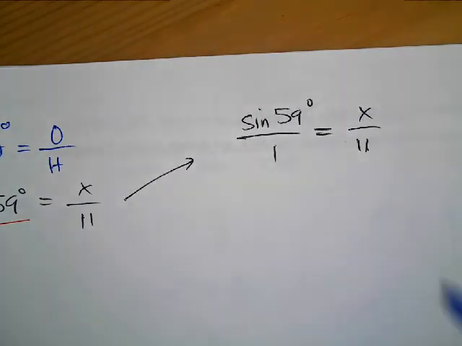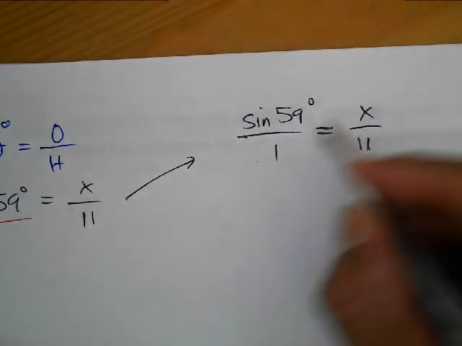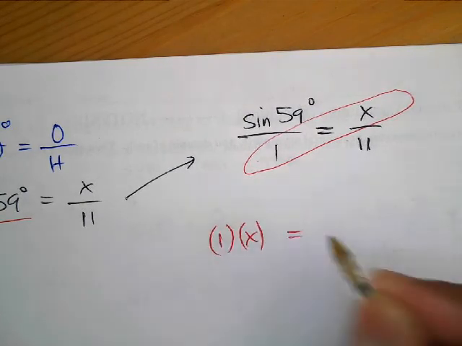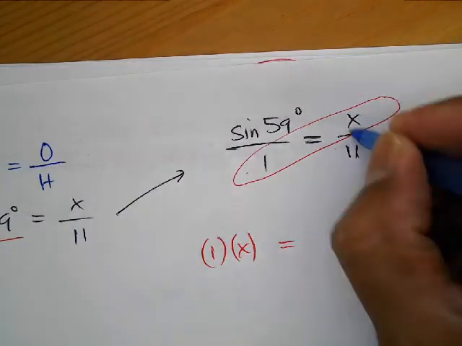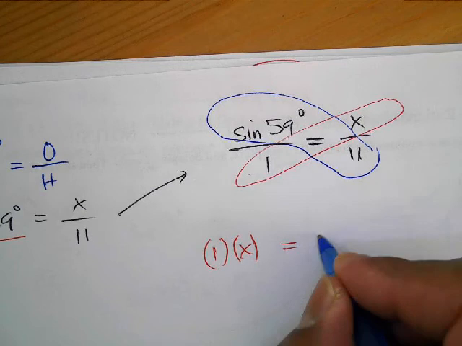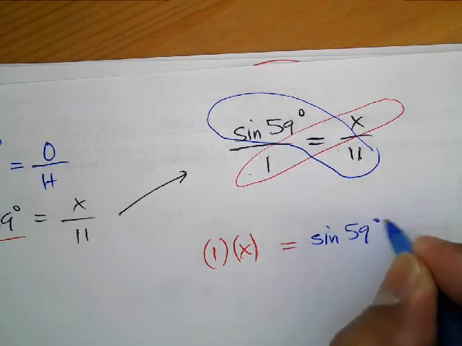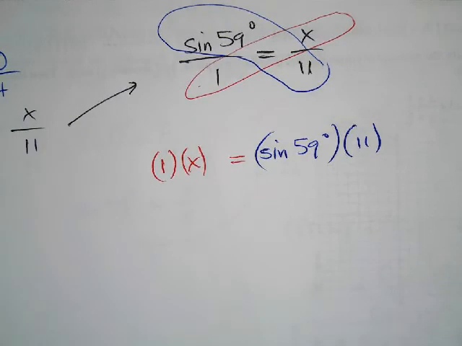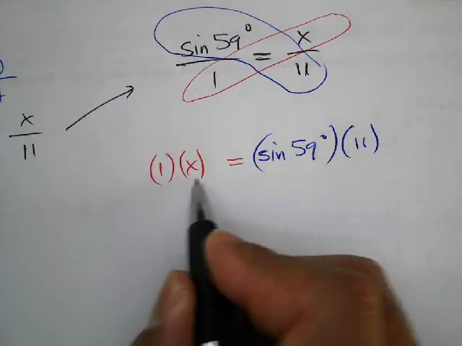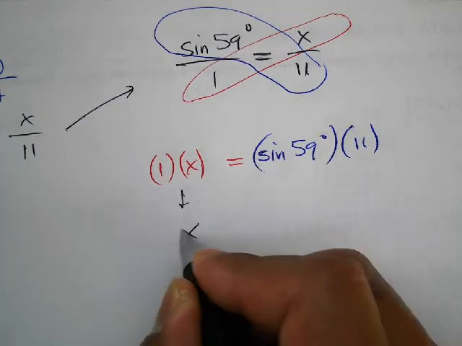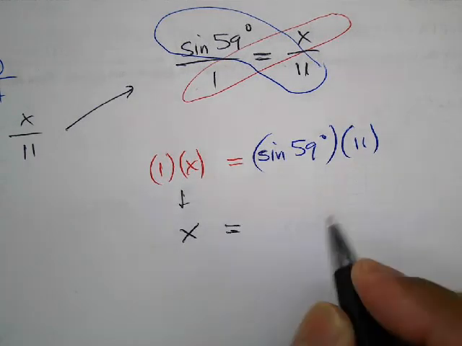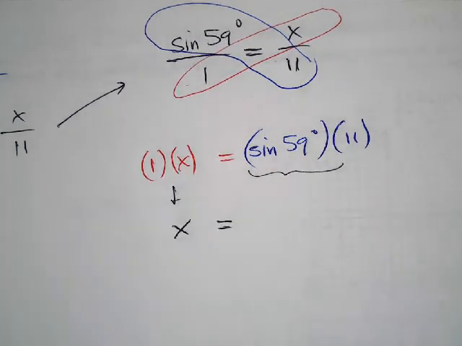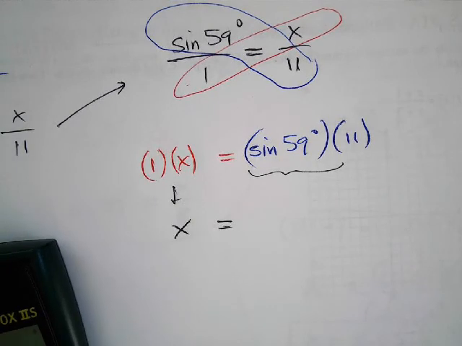Well, we know that to solve a proportion, we cross multiply. And I always look for the variable first, so there's the variable. That'll be 1 times x is equal to what? The sine of 59 degrees times 11. Okay. Well, guess what? 1 times x is x. It's already solved for x. I don't need to solve for x. I just need to figure out what sine of 59 times 11 is.